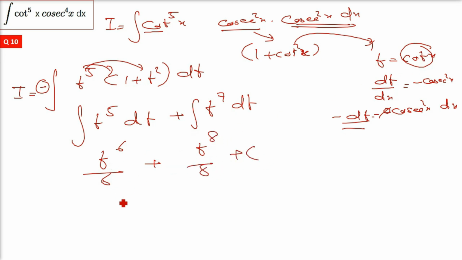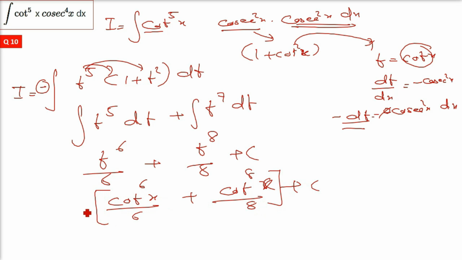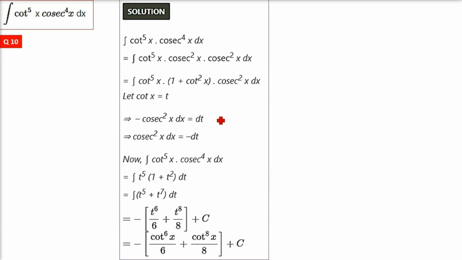It's cot x. So cot x to the power 6 divided by 6 plus cot to the power 8 x divided by 8 plus constant of integration. And this whole will be preceded by a negative sign because negative dt was taken, plus constant of integration. Even if this constant of integration doesn't matter when you multiply it by negative. Alright. It's also a straightforward question.